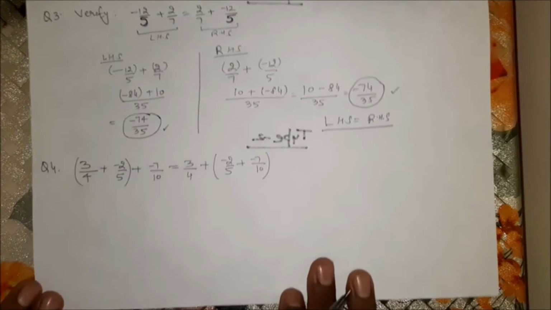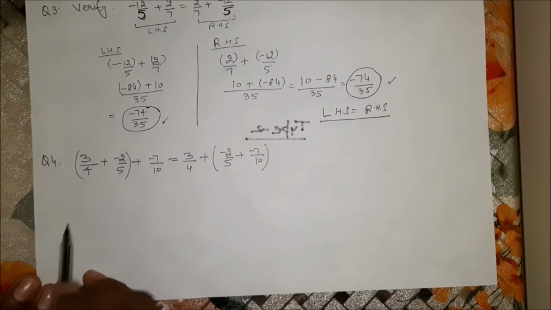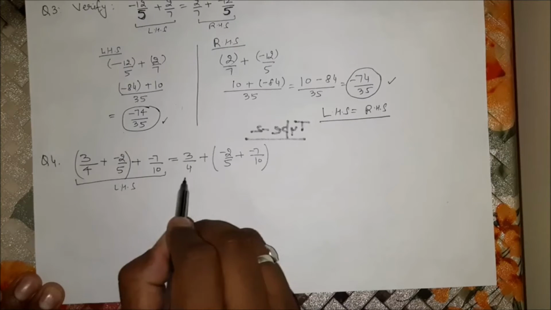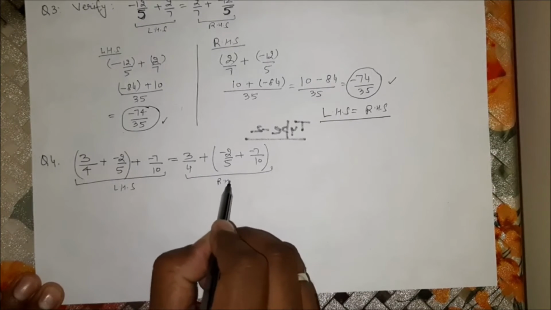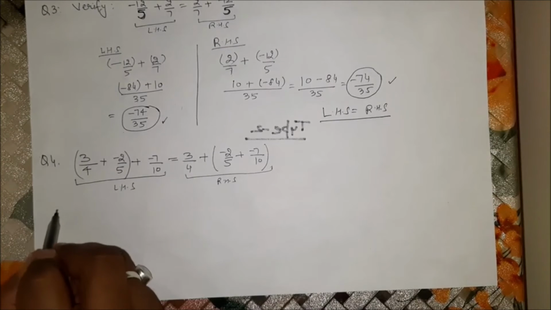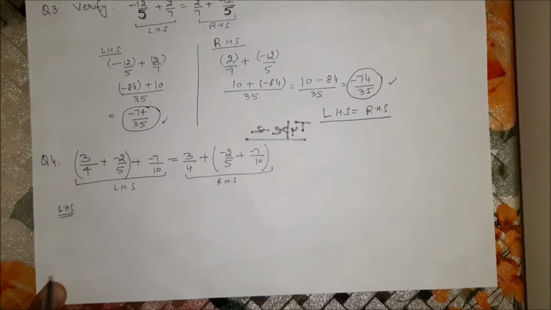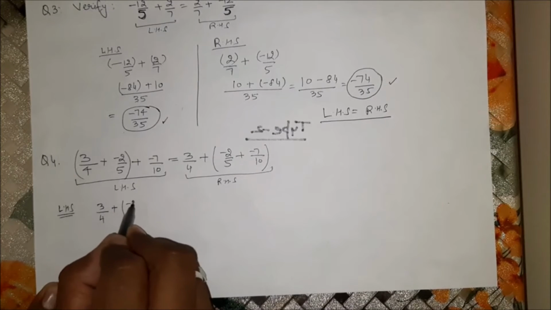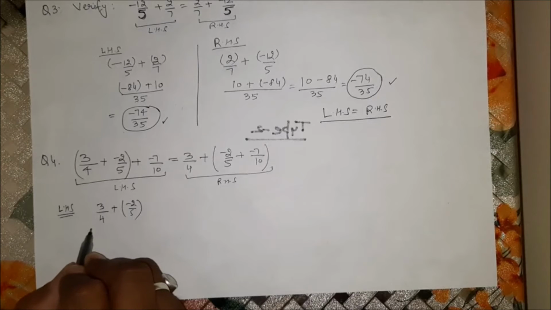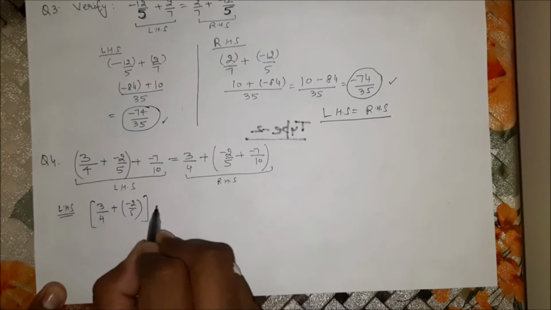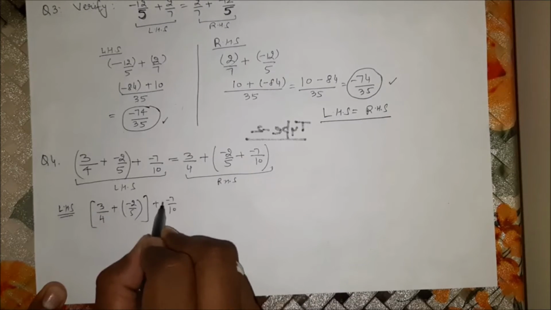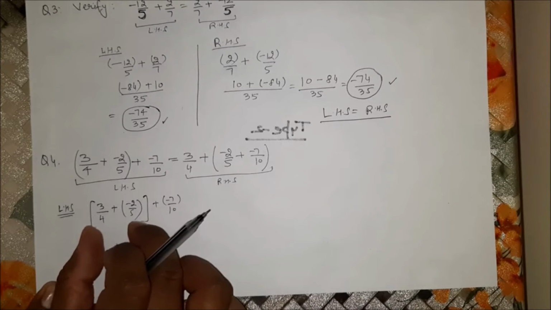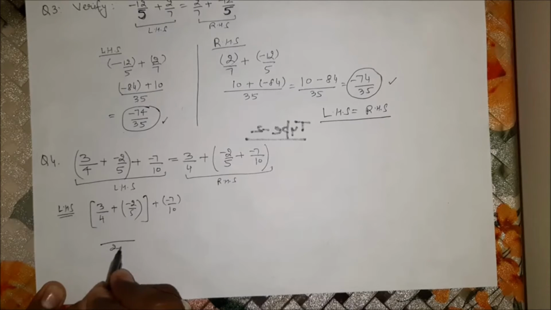Alright. Now see this kind of question. Again, you have here 3 terms. This is your left hand side, this is your right hand side. So we will solve the left hand side first. Now how you will solve it? You have 3 by 4 plus minus 2 by 5 and then minus 7 by 10. Put the minus 7 in bracket. Take the LCM of these two terms. You will have LCM 20.